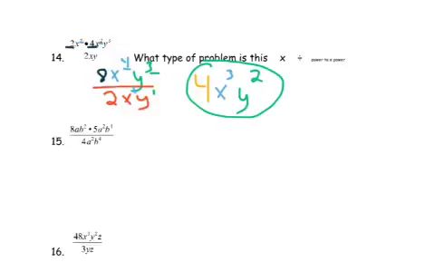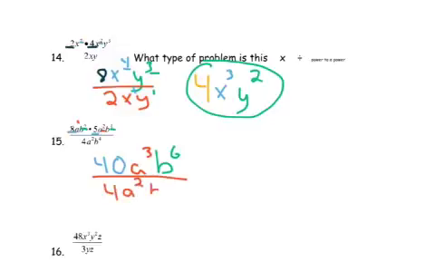15 is just like 14. It's a two-stepper. So the first thing I would do is multiply what's in my numerator. So I would do 8 times 5 is 40. A to the 1 plus 2 is 3. B to the 2 plus 4 gives me 6. I'm going to rewrite what is in my denominator, 4a squared b to the 4th.